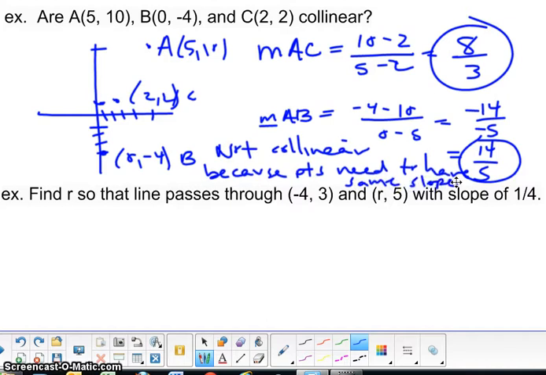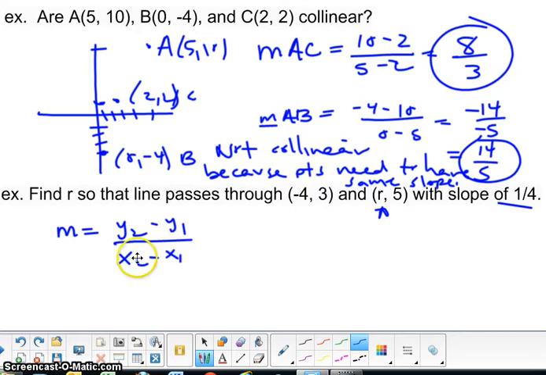Okay, so let's look at the next one, where it says find r so that the line passes through these 2 points with a slope of 1/4. We have this unknown, and it's kind of in a weird spot. But if you know the formula and you know what the slope is, it's just plug and chug. So I'd like you to pay attention to what the slope formula is.